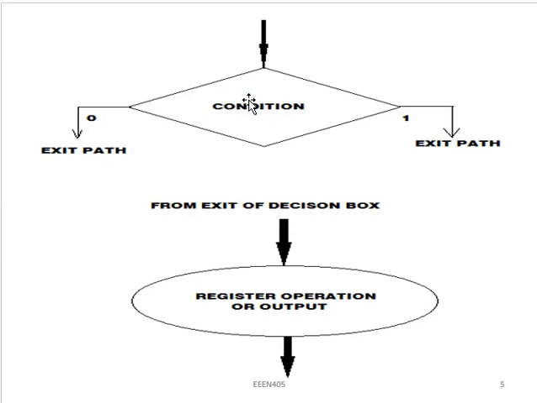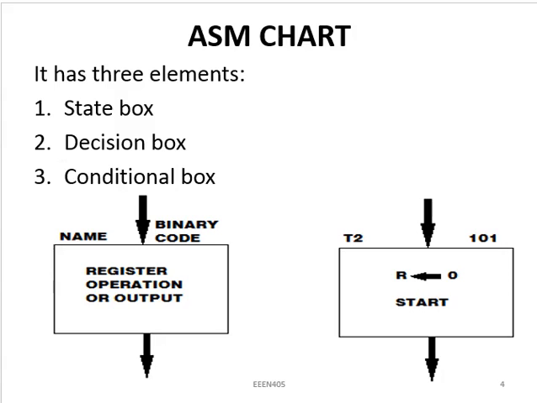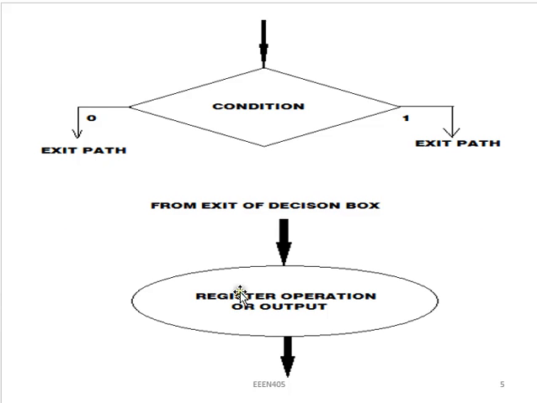The last of the three elements of the ASM chart is called the conditional box. The one I have finished is the decision box, and the last one is the conditional box, and it is oval in shape. In this oval shape conditional box, it has one entry point and one exit point, and inside it we write an operation that can take place, or we write an output.